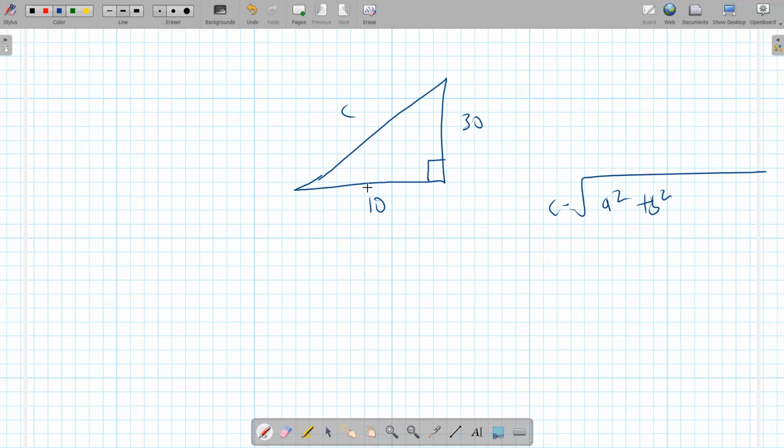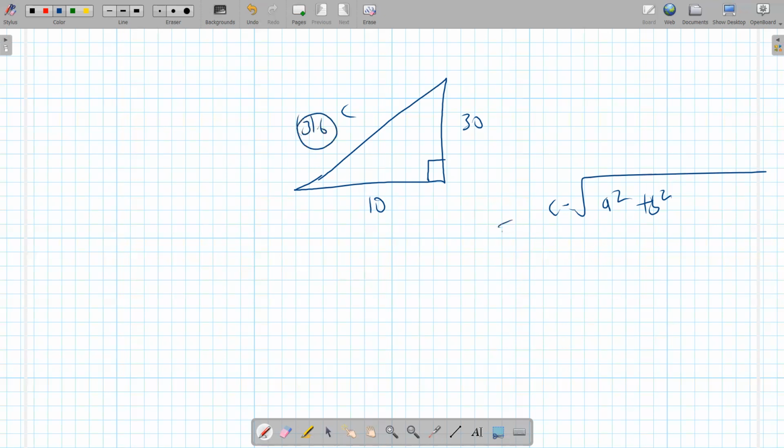Well, I ended up with 1,000. So do I square root it? Yes. It's 31.6. Yeah, there we go.